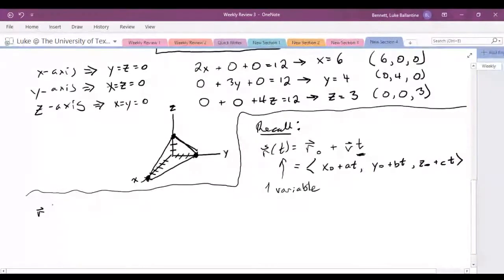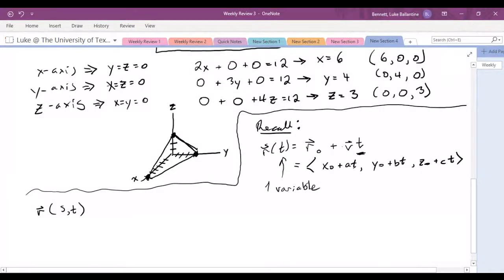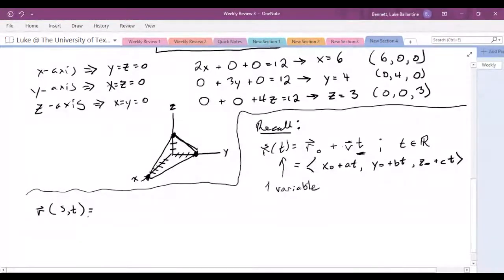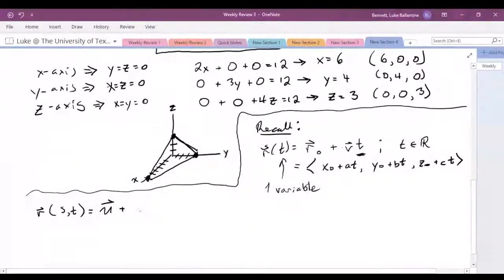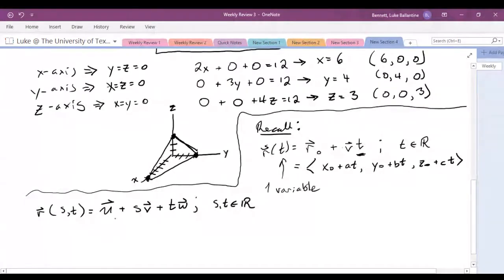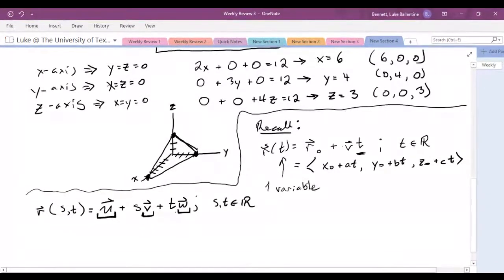Now the parameterization for a plane is going to have two variables, s and t, where s and t are any real number scalars. I was looking at some homework that your professor posted, and he gave this equation. I personally didn't do parameterizations of planes in this class, but it's good to know. He gave u plus s times v plus t times w, where s, t are real numbers. U is a point on the plane, and v and w are vectors parallel to the plane.